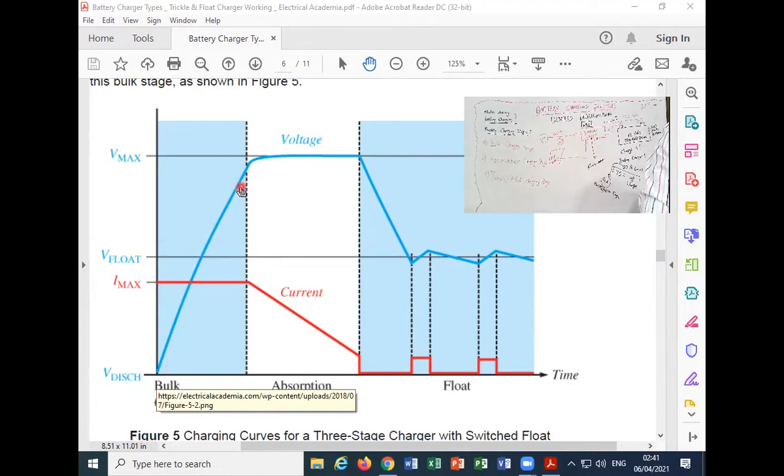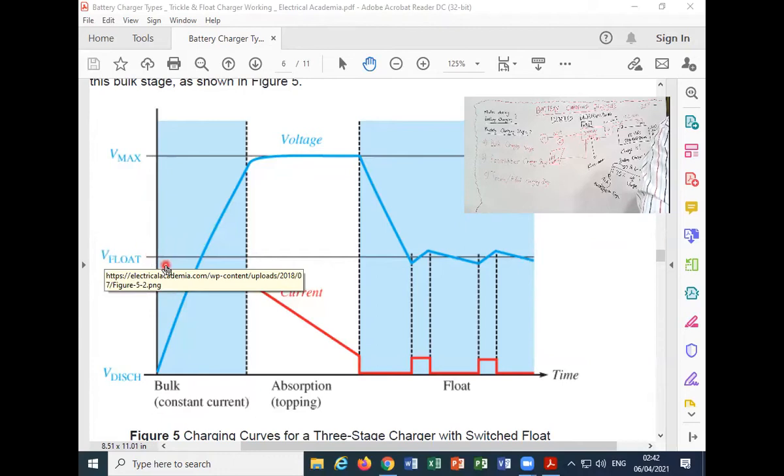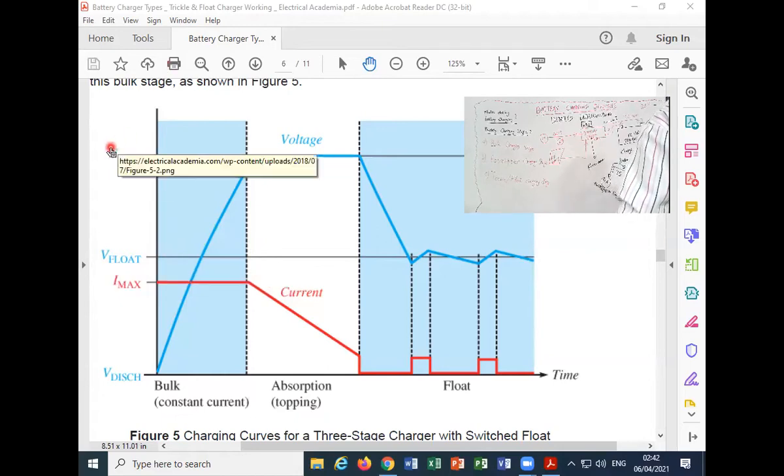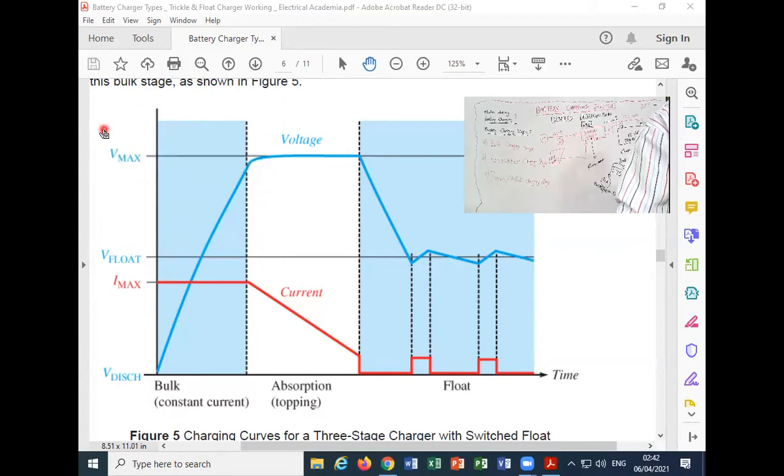This is the internal voltage buildup of the battery, and Vmax is what you are applying. Now Vmax is around 14.6 volts, which you are applying, and V float is the 12 volts. Or you can say, yes, the 12 volts, the floating voltage of the battery, at which the battery is in the steady state. And Vmax is what? The applied voltage.